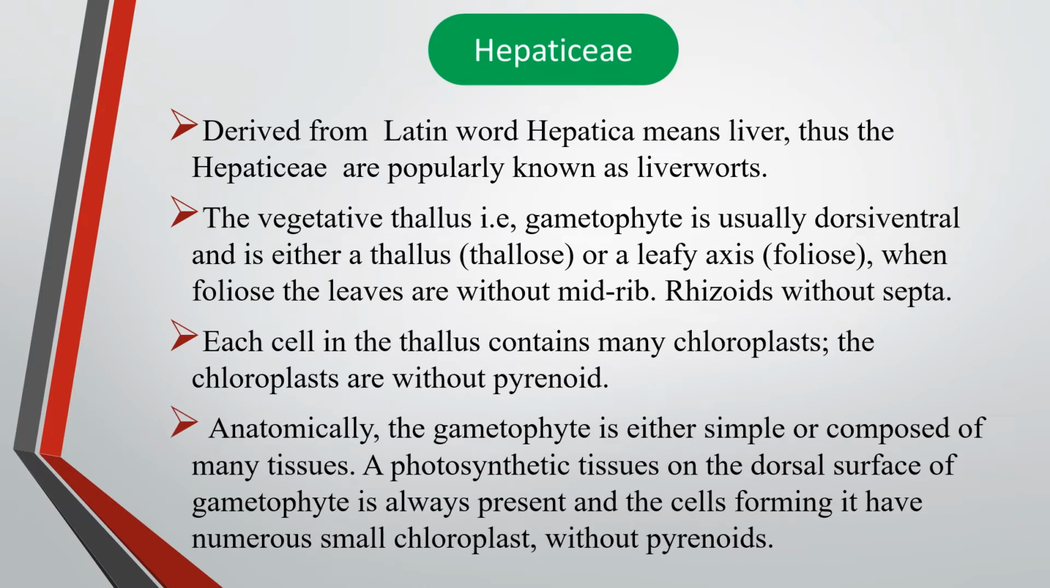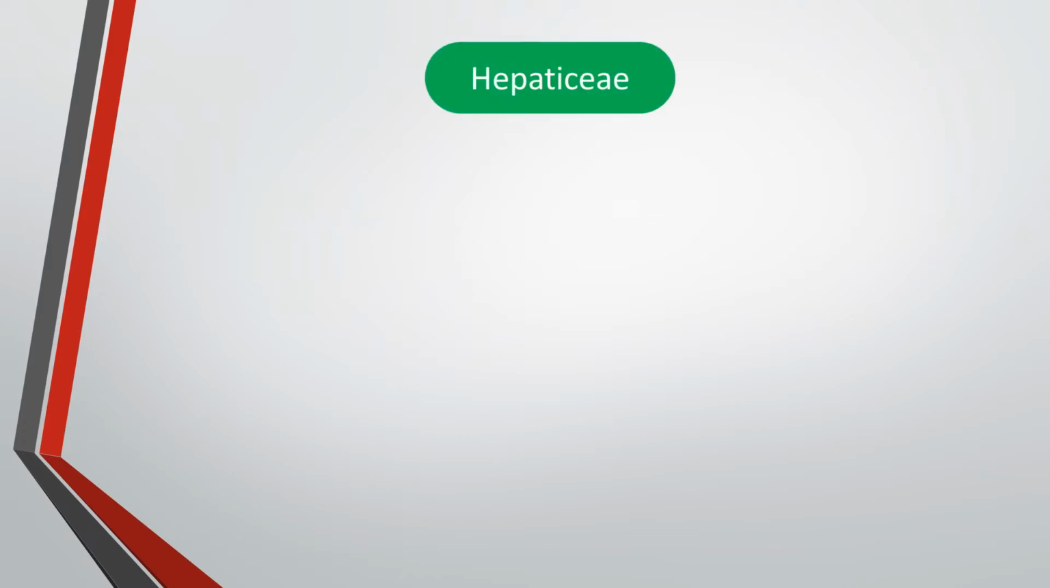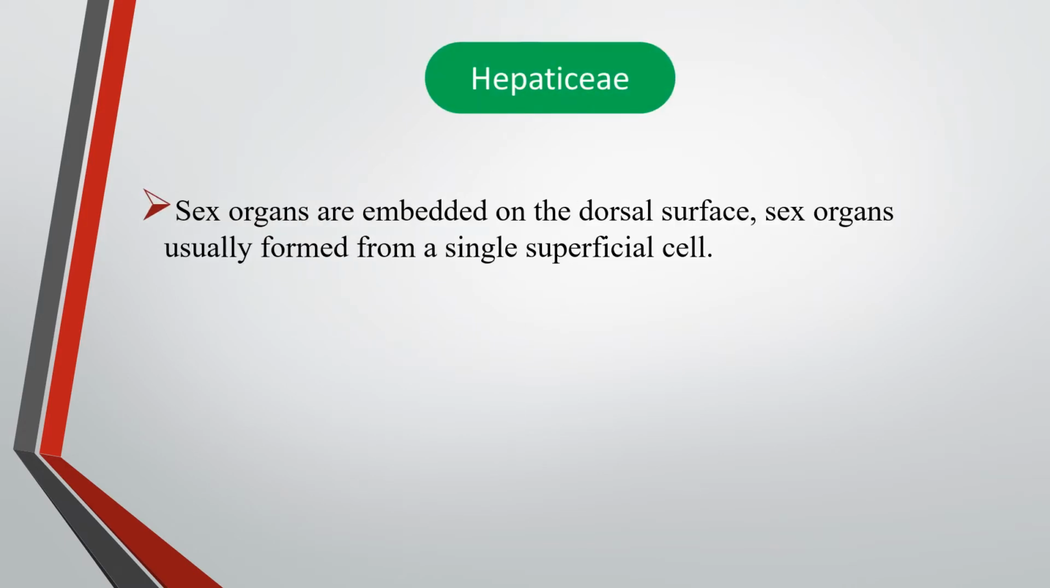Anatomically, the gametophyte is either simple or composed of many tissues. A photosynthetic tissue on the dorsal surface of the gametophyte is always present, and the cells forming it have numerous small chloroplasts without pyrenoids. Sex organs are embedded on the dorsal surface. Sex organs usually form from a single superficial cell.